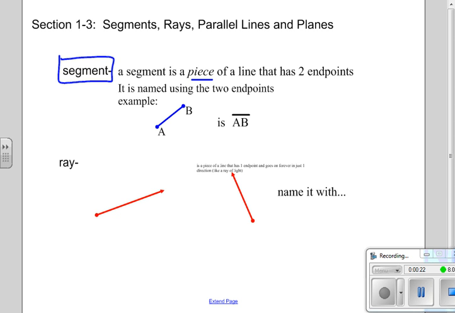And I name it by doing a little miniature segment and then the two letters underneath it. So this one I could name segment AB or segment BA. The order of those two letters doesn't matter because it's the same thing either way.